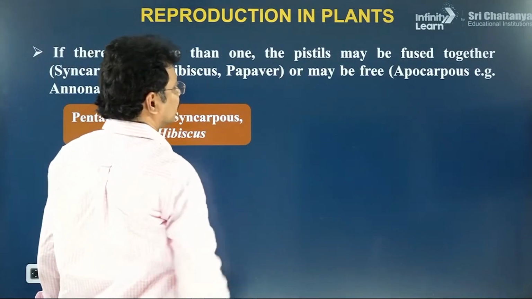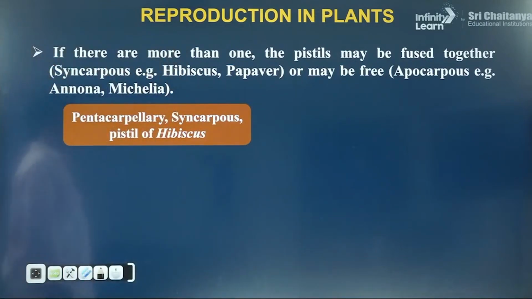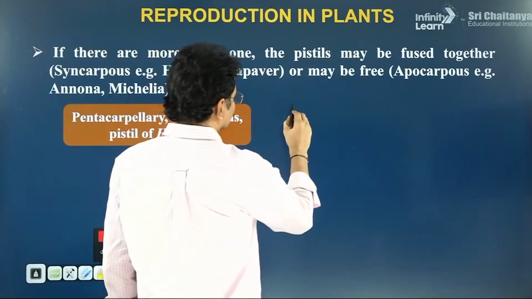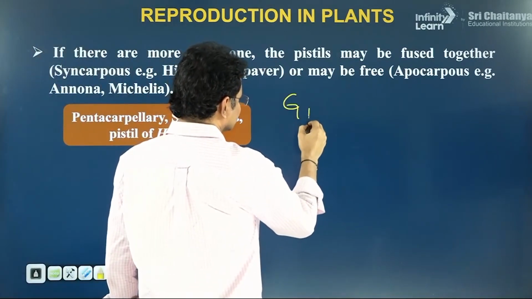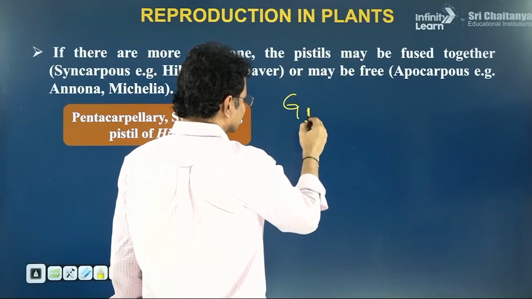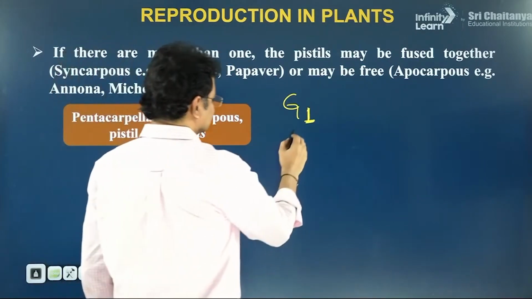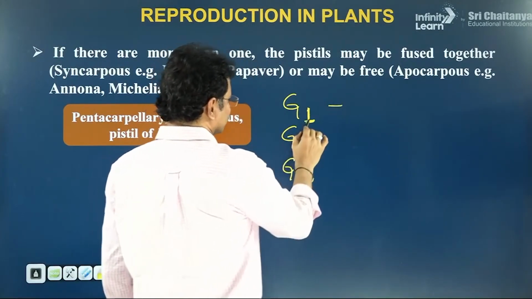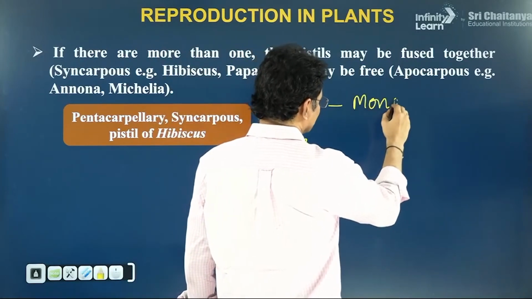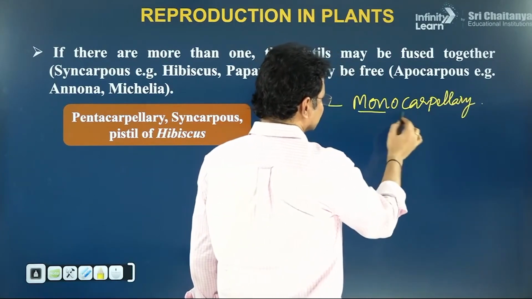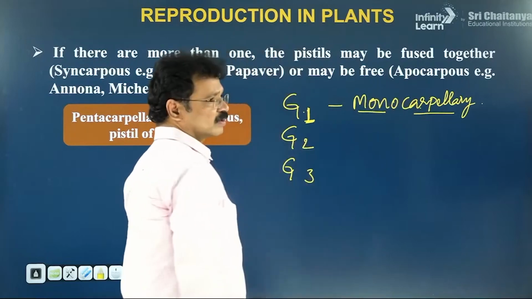If there is more than one carpel, such a condition is generally termed multicarpellary. Based on the number of carpels, the gynoecium is also classified into different types. G stands for gynoecium, and the number clearly explains the number of carpels. G1 means 1 carpel, G2 means 2 carpels, G3 means 3 carpels. If only one carpel is there, the gynoecium is called monocarpellary.